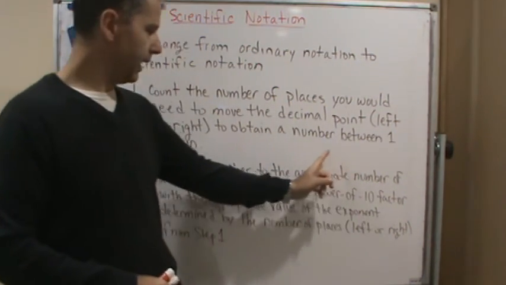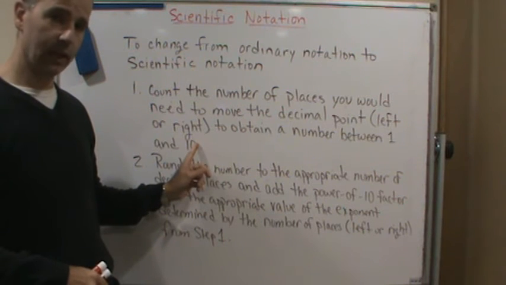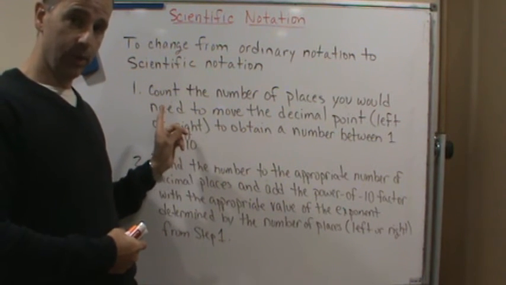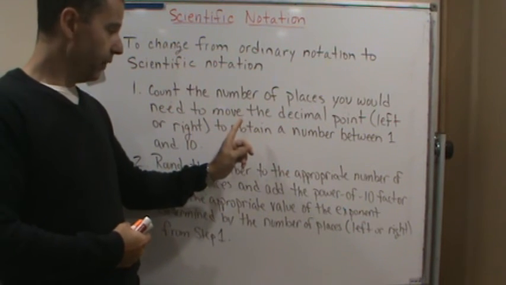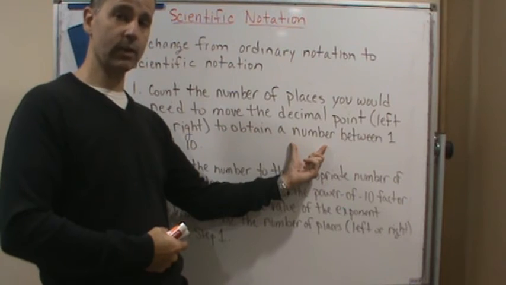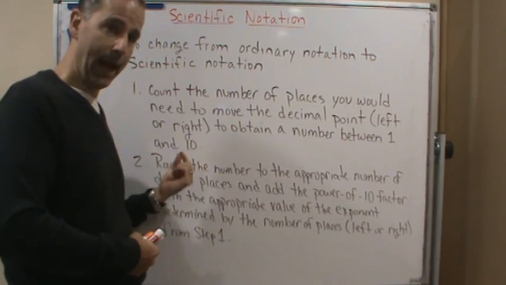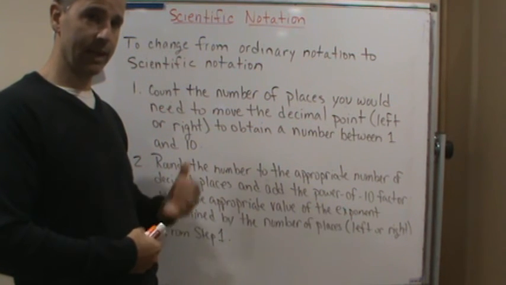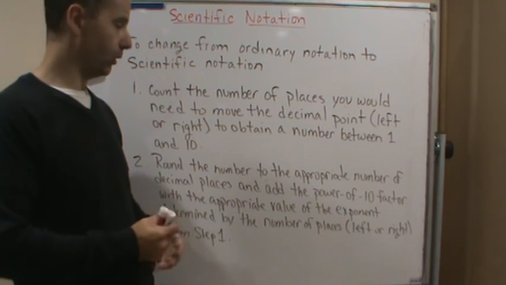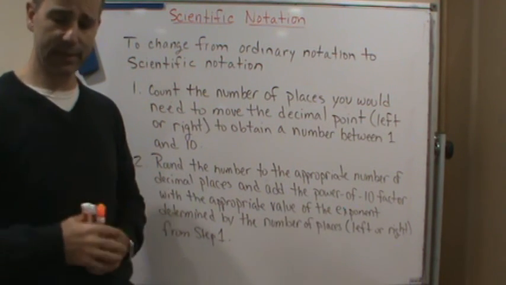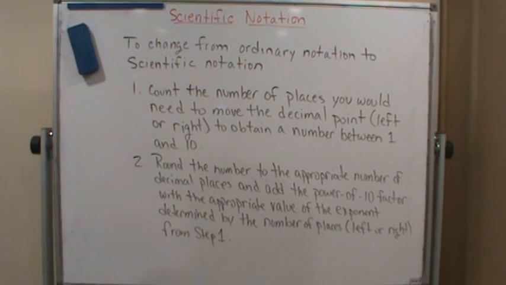If I move my decimal point to the left in order to get that number between 1 and 10, then I'm going to have to add a power of 10 factor that has a positive exponent because, again, to get back to my original number, I have to multiply by a power of 10 with a positive exponent. Okay, so let's do some examples and it'll be abundantly clear.